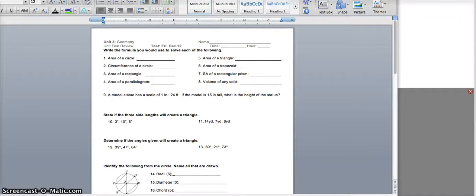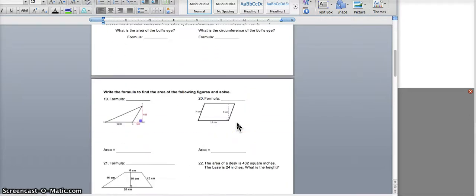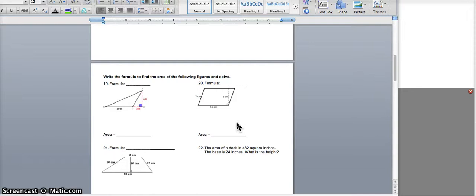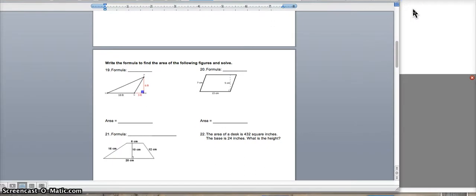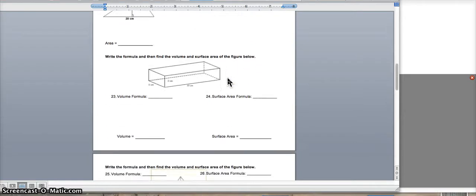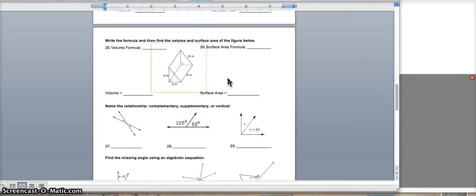So ladies and gentlemen, Friday is our test, and this is the review that we've been working on this week. 14 through 22 should already be worked, and those you should have watched the video for and checked your answers, and then you need to come in for help if you need help Wednesday afternoon. That'll be my last study session before your test. Today, you're supposed to start at 23 and work through 26.